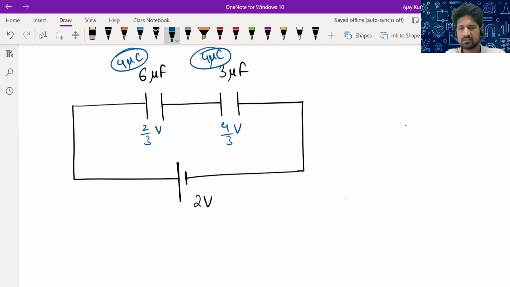And if you want energies, you can use half CV square, you can use Q square by 2C, any one of them. And the answer will be in microjoules. Fine.